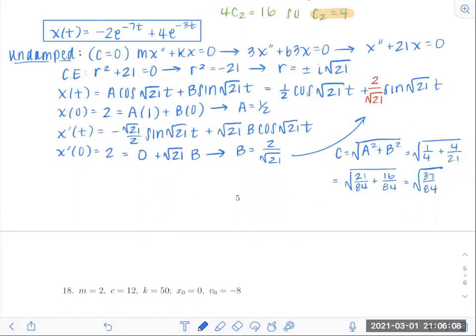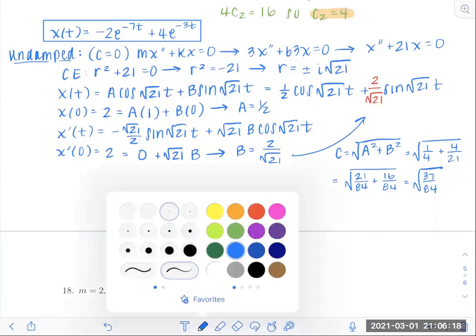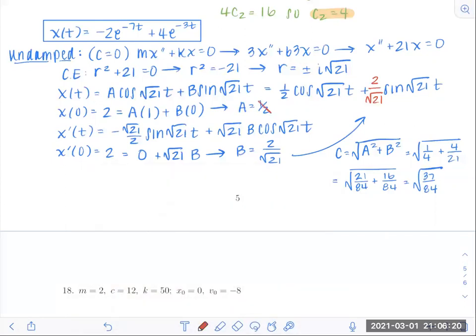Oh, you know what? I just recognized where my error was. A isn't equal to 1/2, but A is equal to 2. That's where the error is. So let's fix that in red. There it is. All right. That was an easy enough fix. It doesn't affect anything else, but it did affect my value of C. So let's go ahead and fix it.